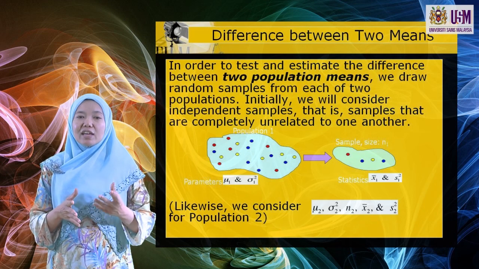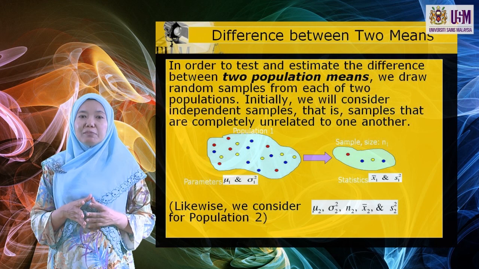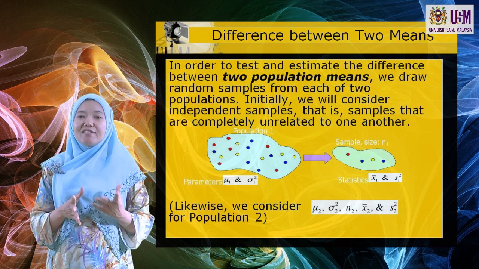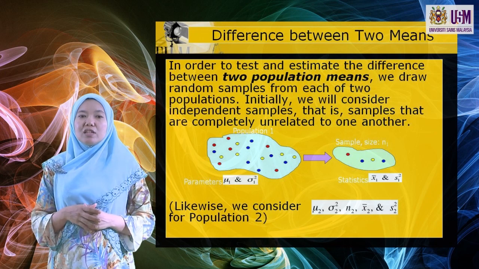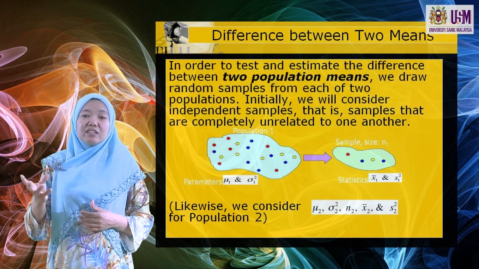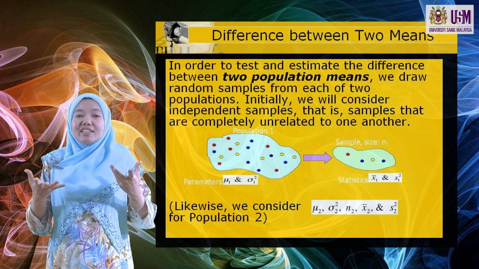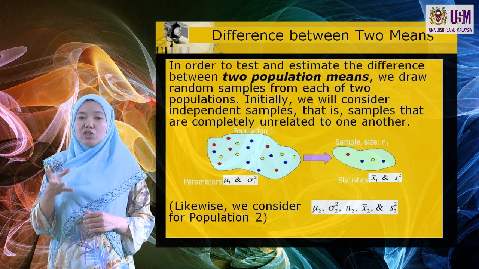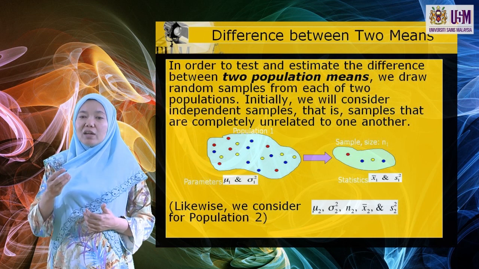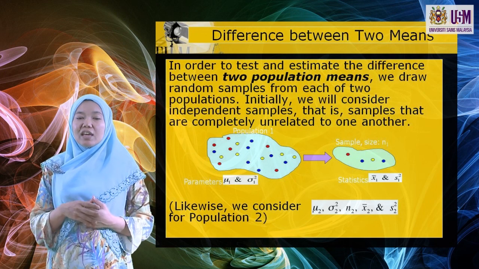When we discuss the difference between two means, let's look at the diagram on the screen. In order to test and estimate the difference between two population means, we draw a random sample from each of the two populations. Initially, we will consider independent samples, that is, samples that are completely unrelated to one another. From population 1, with parameter mu 1 and variance sigma squared 1, you get a sample of size n1 with sample statistic x bar 1 and variance s squared 1. The second population is totally unrelated; the same thing, population 2 with parameter mu 2 and variance sigma squared 2. We draw a sample of size n2 with sample statistic x bar 2 and variance s squared 2, and so on and so forth.